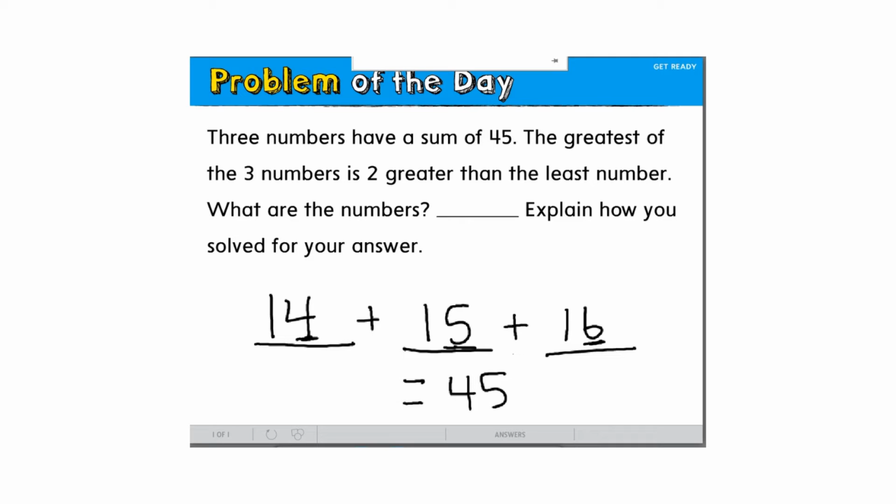Do you guys see how we got that as our answer? They had to be consecutive. So it had to follow all of the clues here. This is the greatest number, and it's 2 more than the smallest number. So that fits the requirement.